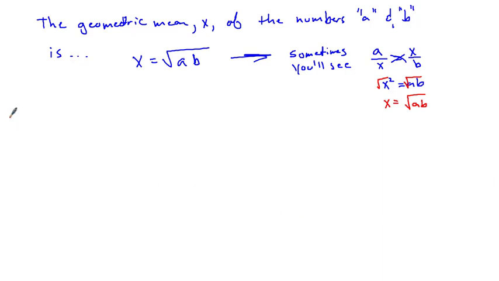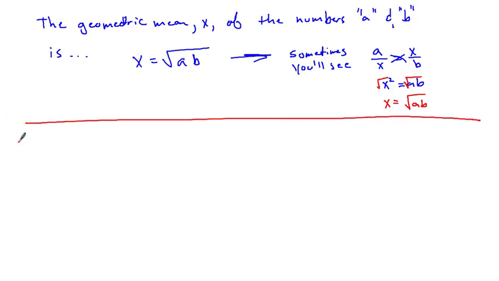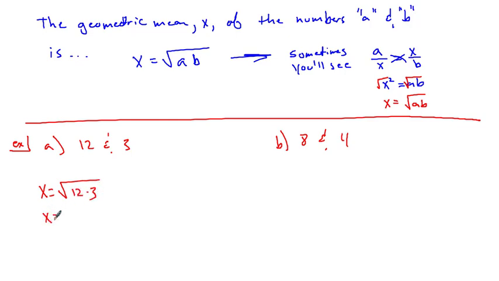We'll do a couple of quick examples. All right. So example a will have the number 12 and the number 3. And then we'll do b, another example. We'll have the number 8 and the number 4. All right, so find the geometric mean. So here we have x equals the square root of 12 times 3. So x equals the square root of 36. So simple, simple. x equals 6. That's the geometric mean. Now we'll come over here, find the geometric mean. Again, same idea. Square root of 8 times 4. So x equals the square root of 32.